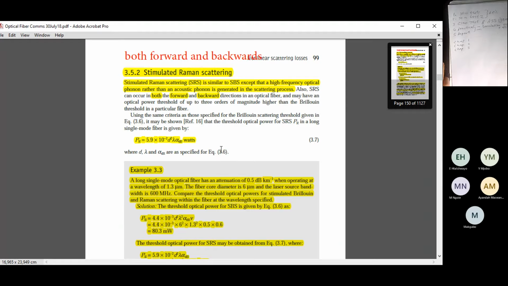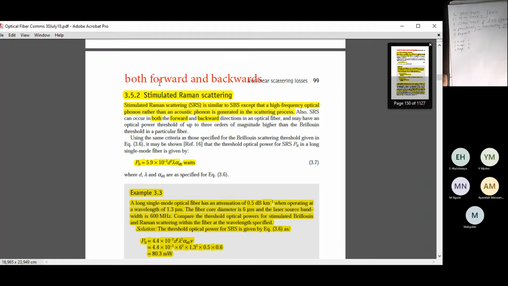And this is also, now this one is interesting. I've written in red here. Your books don't have this in. I've written it both forward and backwards. It says here in a text somewhere, this scattering is forward and backward. So the laser puts light into the fiber forward, and then some of that light scatters back into the laser, making trouble there. And this is Raman scattering, the one that goes forward and backwards.